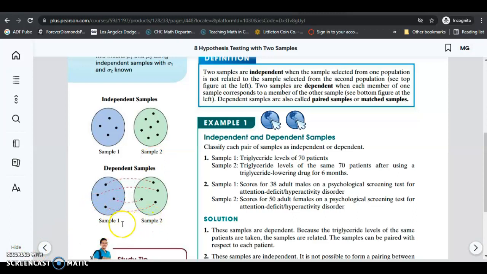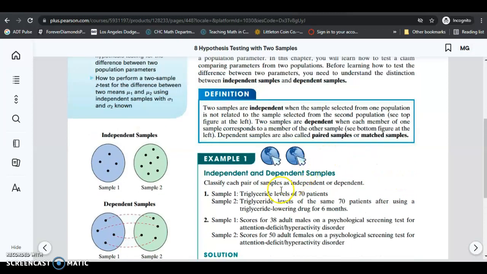If these two samples represent before and after data, then the relationship connecting the values in the two samples would be that, for example, this would be the before weight of one individual, and likewise this would be the after weight of that same individual. And likewise for the other data points: this would be the before weight of another individual, and then the after weight of that same individual. I encourage you to look at example 1.